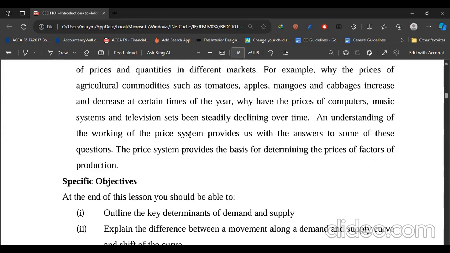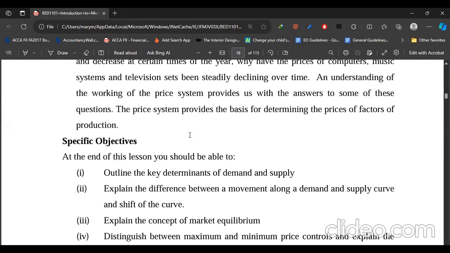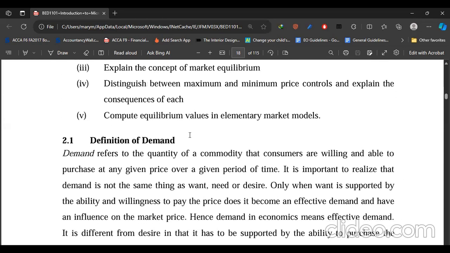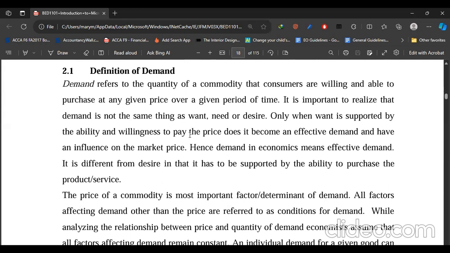So the price system provides the basis for determining the price of the factors of production. And the factor of production right now, what do I mean? So what is the definition of demand? Demand refers to the quantity of a commodity that consumers are willing and able to purchase at any given price over a given period of time. It is very important to realize that demand is not the same thing as want, need, or desire. Only when want is supported by the ability and willingness to pay the price does it become an effective demand and have an influence on market prices.